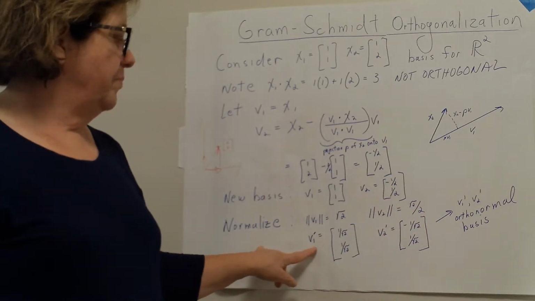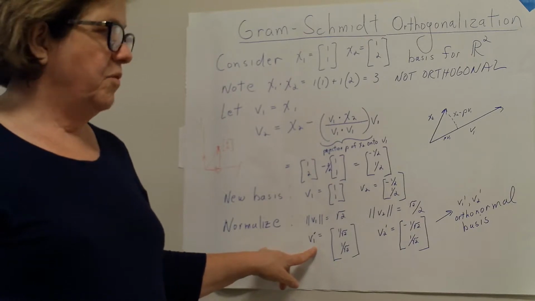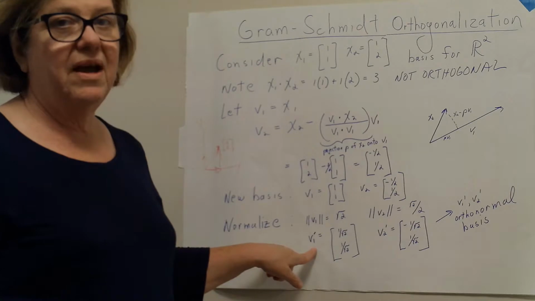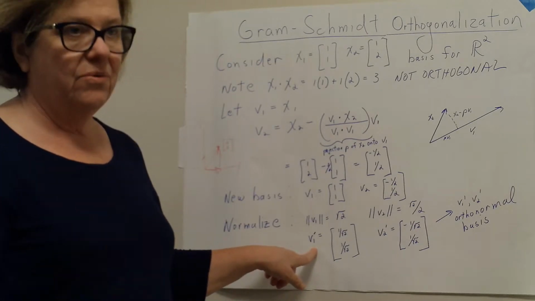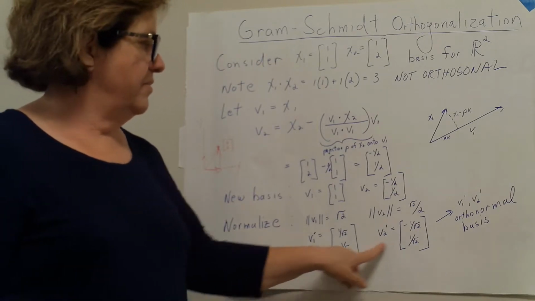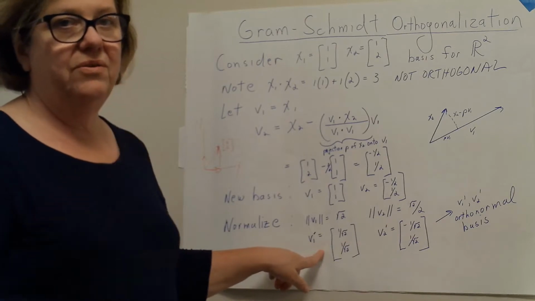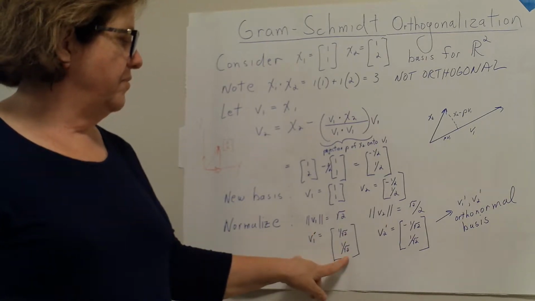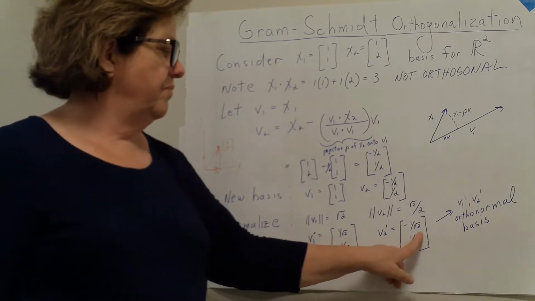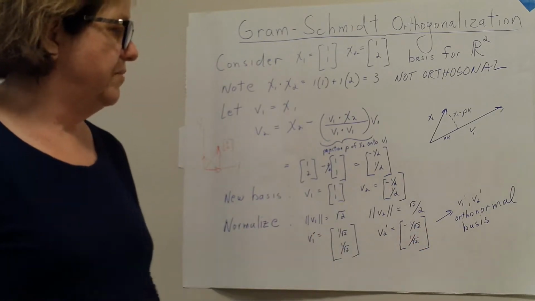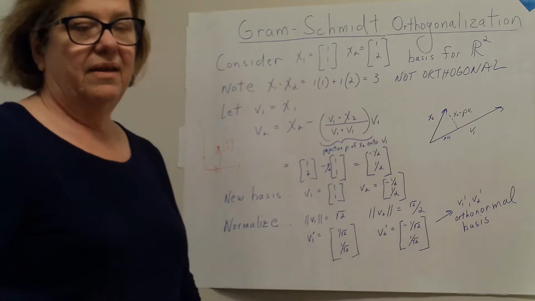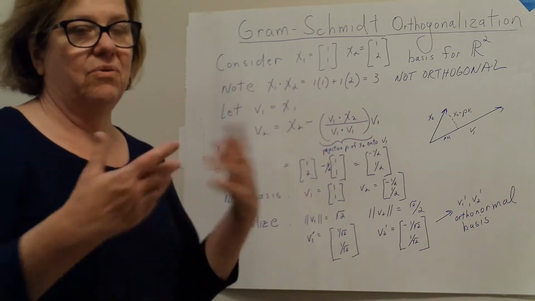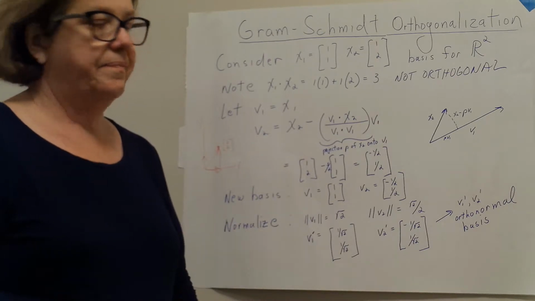So v1 prime and v2 prime are not only orthogonal, they're orthonormal. In other words, their lengths are 1 unit. So now we have v1 prime is (1 over square root of 2, 1 over square root of 2), v2 prime is (-1 over square root of 2, 1 over square root of 2). So this is the Gram-Schmidt orthogonalization process.